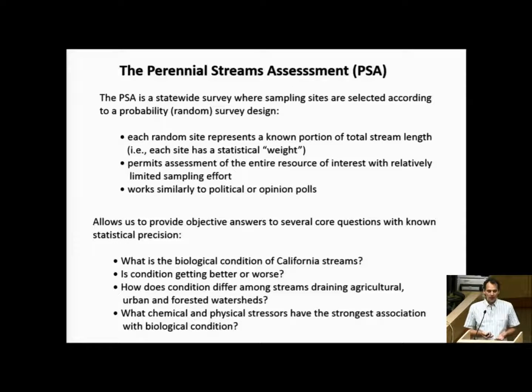Surveys allow us to provide objective answers to several core questions with known statistical precision. For example, what is the biological condition of California streams? Is condition getting better or worse? How does condition differ among ag streams, urban streams, and forested streams? And finally, what chemical and physical stressors have the strongest association with the biological condition?